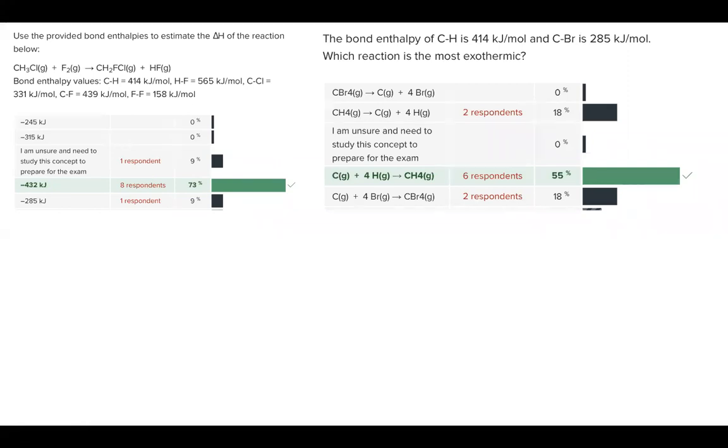So my plan on this is twofold. I'm first of all saying, if it's exothermic, I have to be forming bonds. And secondly, is it more exothermic than another one? At that point, I'm looking at the data. That would be my strategy for solving that.